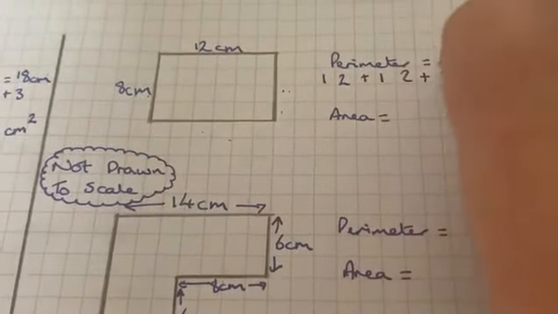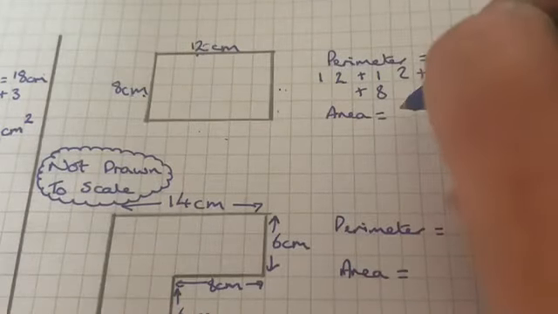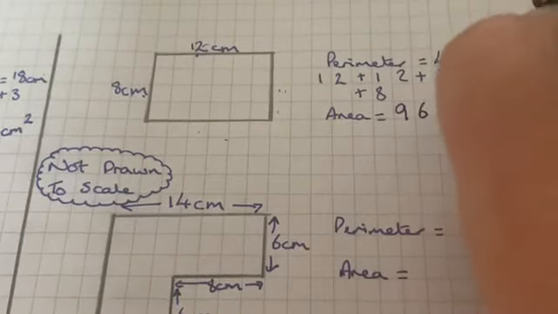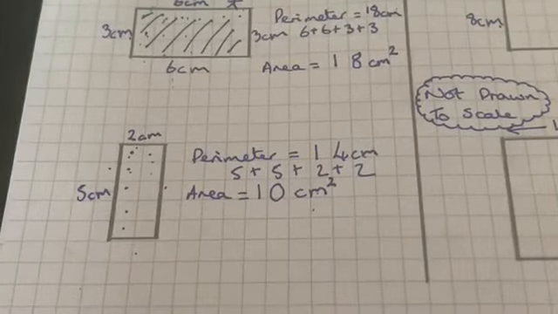Now to find our area, we need to do 12 times 8. Knowing our times table, 12 times 8 is 96 centimetres squared. So that's quite a big difference there between those two numbers, very different to our first shape that we looked at, where our perimeters were the same. In this particular shape, our perimeter is larger than our area.